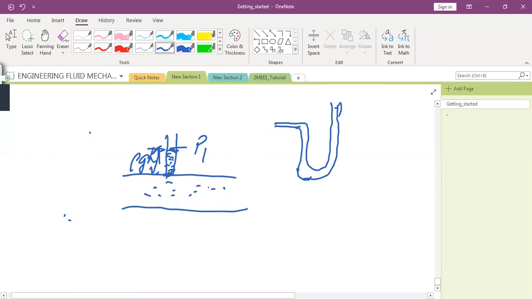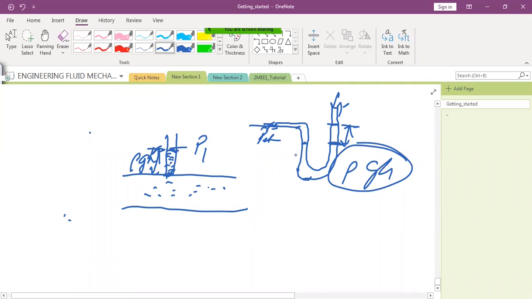Say initially both of them were subjected to atmospheric pressure, so they have equal levels. Once you apply some kind of pressure here, this level goes from here up to here. So you measure the difference between the two and you get the value of rho g h. So you are measuring actually with reference to some standard reference datum plane.